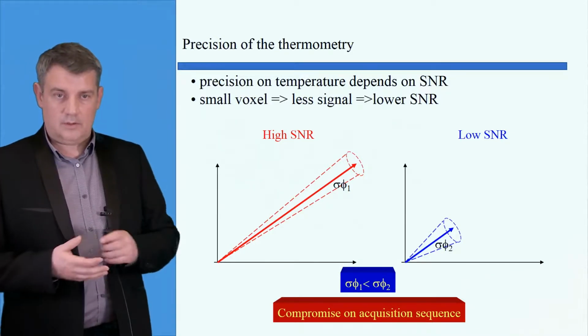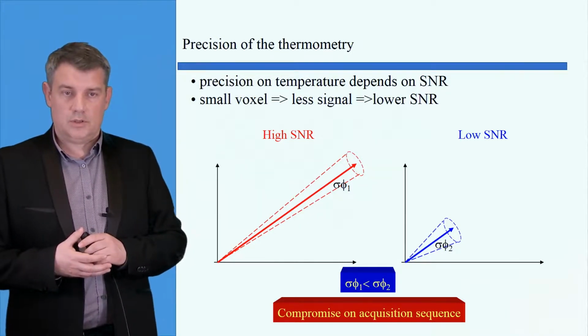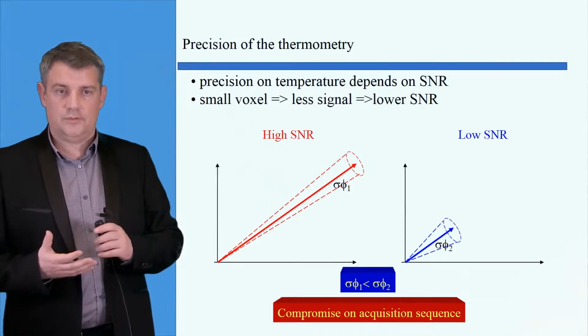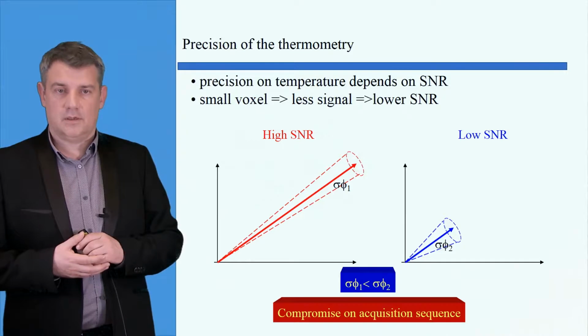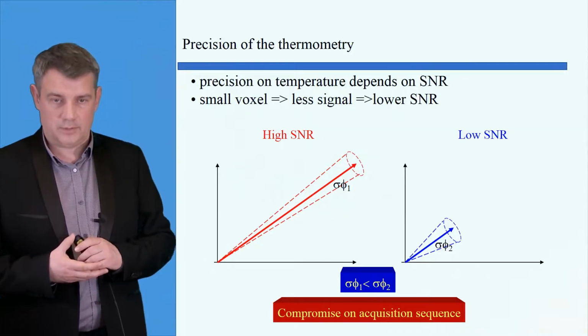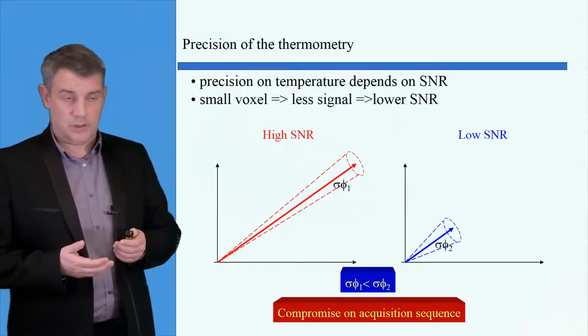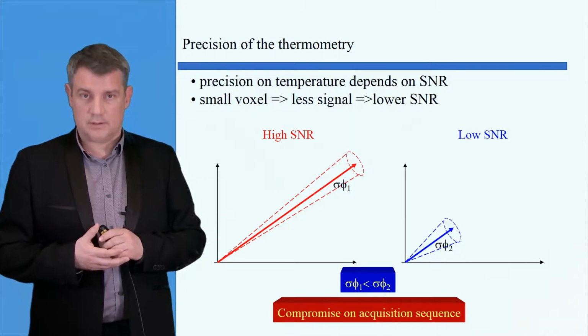So this means that when you are doing your experiments, you first have to define the acquisition sequence that gives you a sufficient SNR to have a reliable thermometry. In other words, you need to make a compromise on the acquisition sequence you are using.